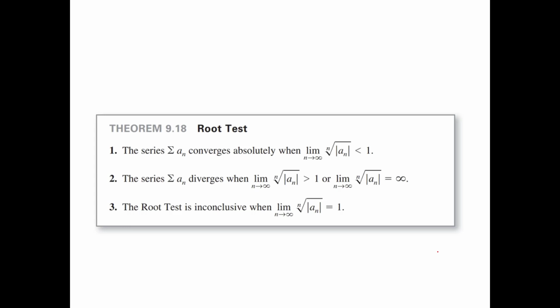We move on to our second theorem of this section. It's called the root test. The series a sub n converges absolutely, and therefore converges, when the limit as n goes off to infinity of the nth root of the absolute value of a sub n is less than 1.